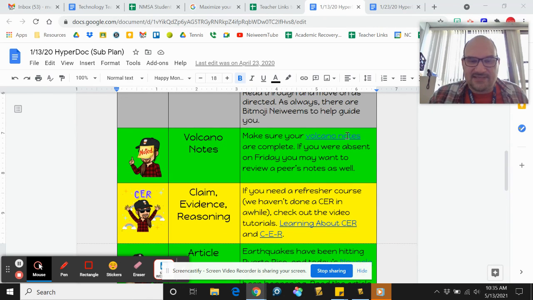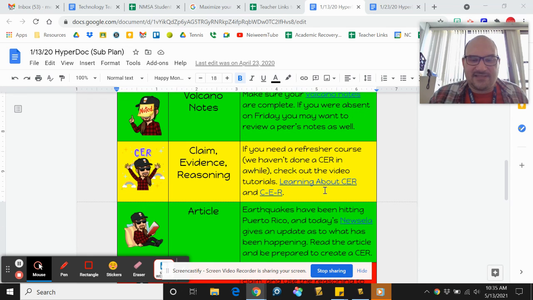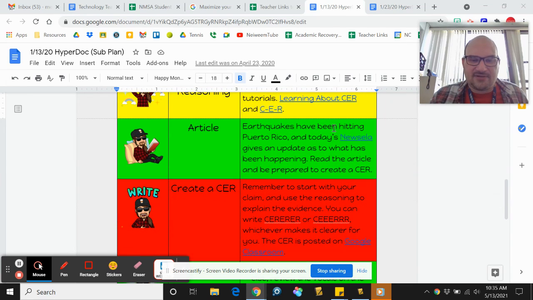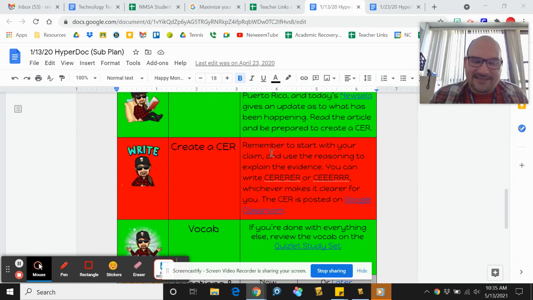Here were their notes. They could click on this link, and it would take them to the note sheet. Then they were writing a CER. Here was a video learning about CER, and then one to actually just straight up do CER. So the yellow meant slow down, take a look at this article. This was their article. They were reading about earthquakes hitting Puerto Rico from Newsela, or Newsela, if you prefer that pronunciation. And then they actually had to stop. That's why it's red, and create their CER.